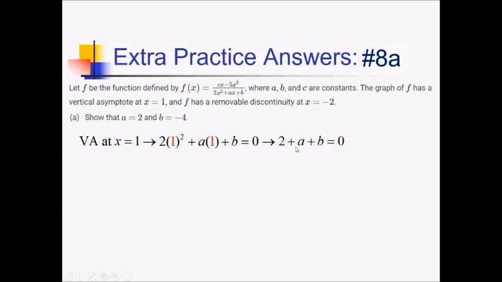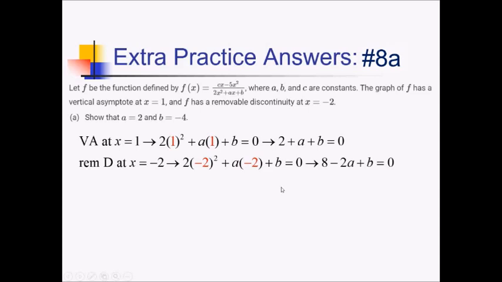Now the other information we had is we had a removable discontinuity at x equals negative 2. Well, this means if I plug negative 2 into the denominator, that should also come out to 0. So 2 times negative 2 squared plus a times negative 2 plus b has to equal 0. So let's see here. This is going to be 8 minus 2a plus b equals 0. And now that I've got another equation, I can start using some of my system of equations solving methods to figure out a and b.